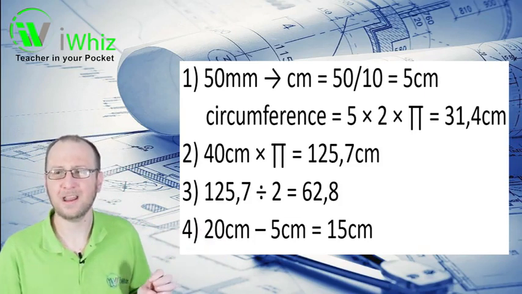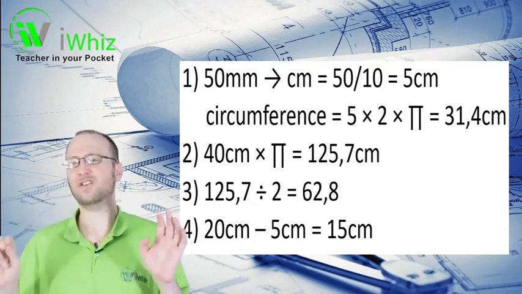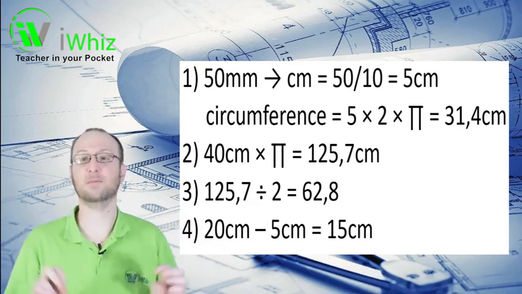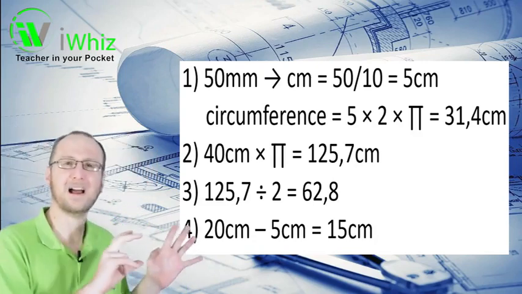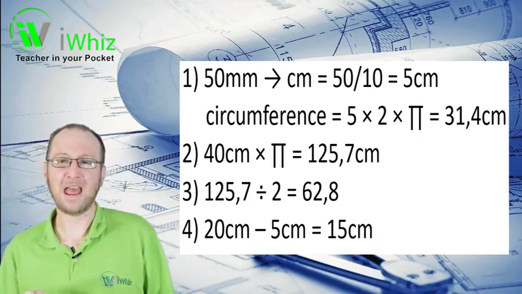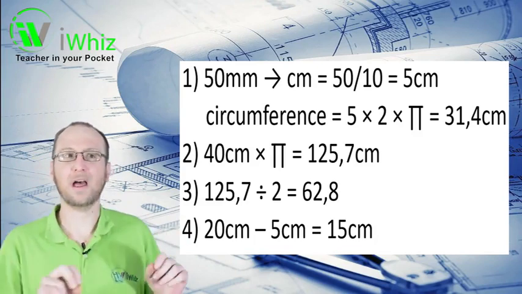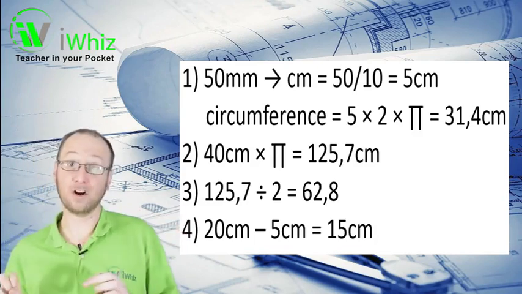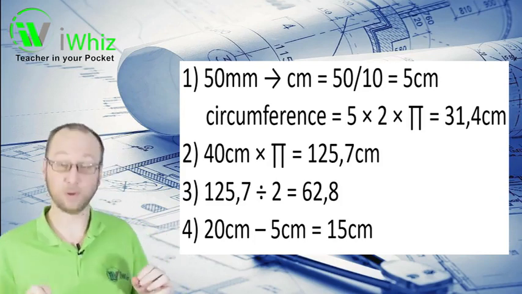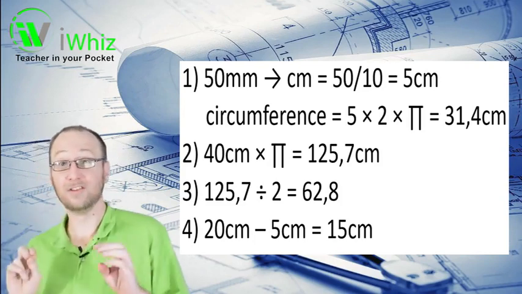Number 2 then is the same sort of thing, except now we're working with the diameter of the large circle, and the diameter is 40 centimeters. So in this case, we're going to use the formula pi times diameter, and then we go pi times 40, and we get a final answer of 125,7.